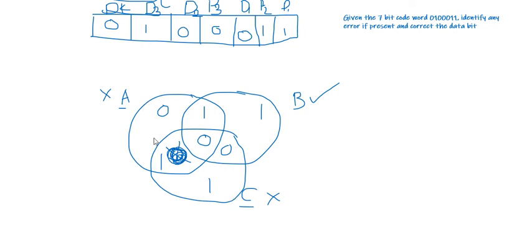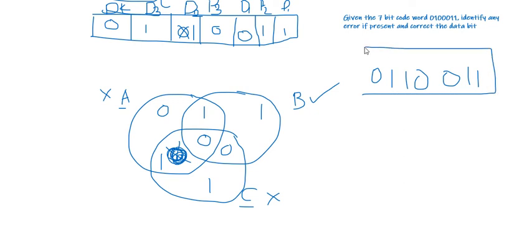Circle A has an even number of ones, circle B has an even number of ones, and circle C has an even number of ones. So which data bit are you changing? D2. D2 is this. So this data bit is changed to this. So what is the correct code? The 7-bit code is 0 1 1 0 0 1 1. So this is the corrected code. You need to write all those details.